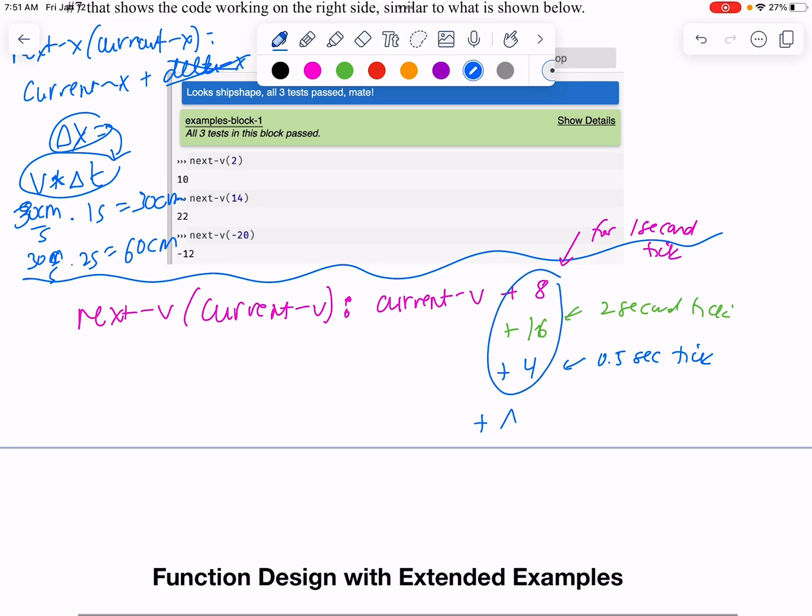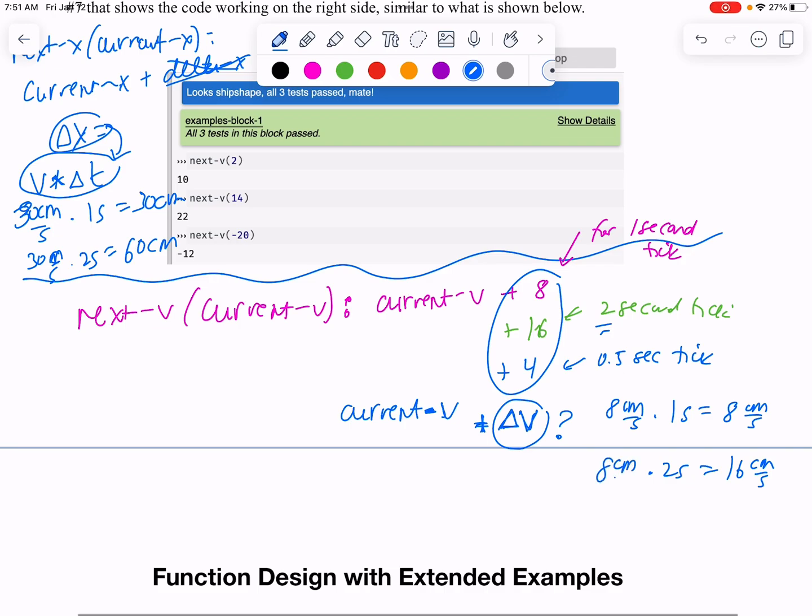So this that I'm adding is actually the delta v. At its core, this function is the current velocity plus some change in velocity. How do I know how much velocity to add? Well, when it was 8 centimeters per second, in 1 second I added 8. But if it's a 2 second tick, I need to add 16. So see that ratio that we talked about, that acceleration ratio, is still the same, because it's still only adding 8 centimeters per second every second.